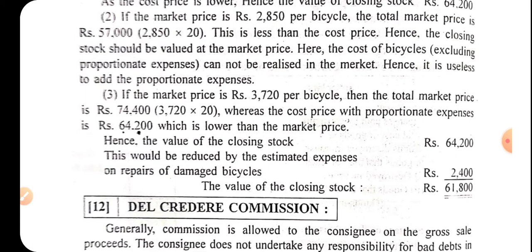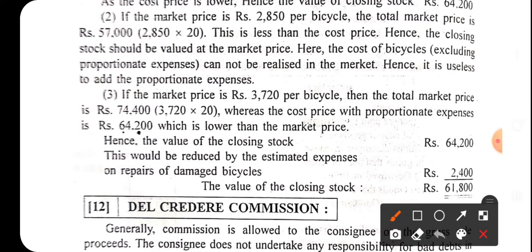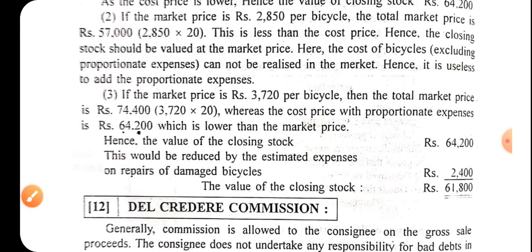If we consider the market value of the same closing stock, 3720, it results in 74,400. So of both figures, 74,400 and 61,800, we take the lesser value, 61,800, as the closing stock. So this is the end of illustration number 2, which explains how to evaluate the closing stock in the case of a consignment account. Thank you.